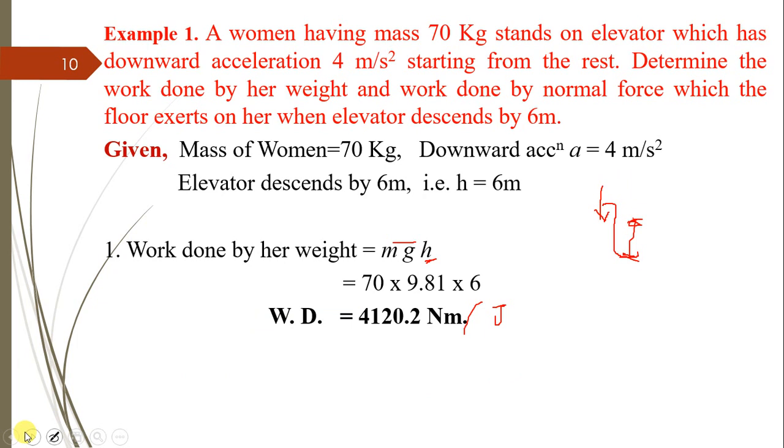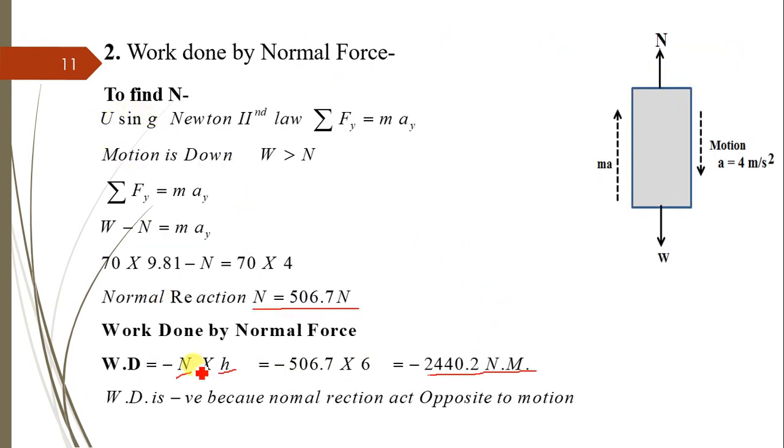So in this way, we find the work done due to gravity force, that is force multiplied by the displacement. To find the work done by the normal force, first of all we have to determine the normal reaction value by considering the free body diagram and applying Newton's second law of motion, taking the summation of forces in y direction equals m into Ay.